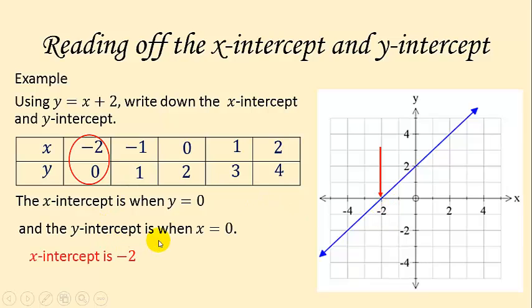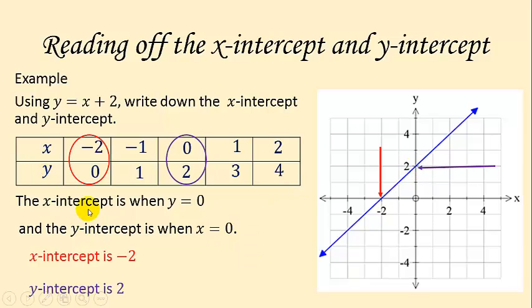Okay, the y-intercept is when x equals 0. So looking back up at your table of values, we've got x equals 0, y equals 2. So the y-intercept is going to be 2. Now looking on the graph, you go to the horizontal axis to 0, so at the origin, and we're going up to 2. So the y-intercept is 2.